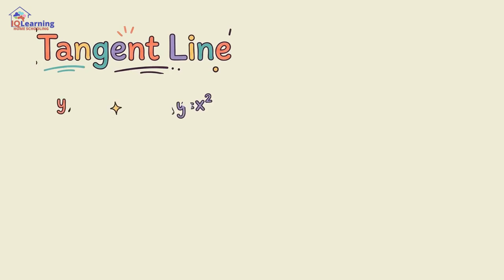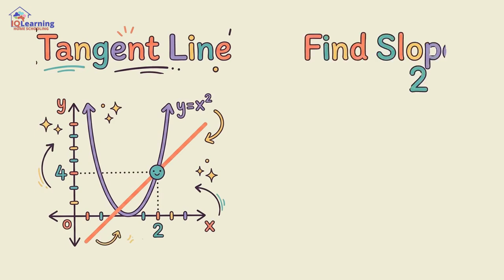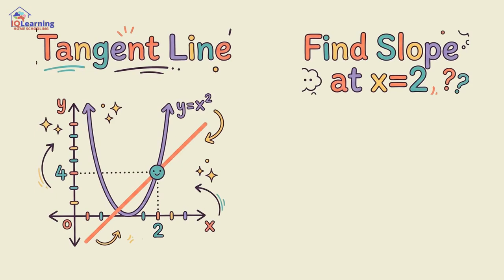A tangent line is a line that matches a curve's direction at one exact point. For the graph y equals x squared, we want the tangent line at the point (2, 4). So really, this is a slope problem. We are trying to find the slope of the curve exactly at x equals 2.